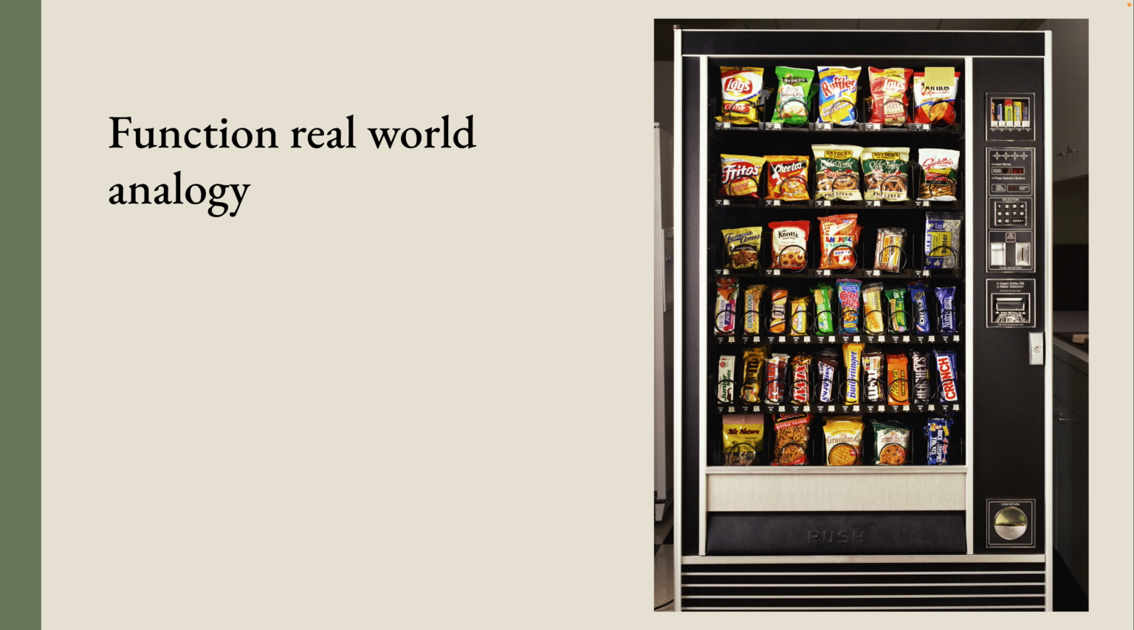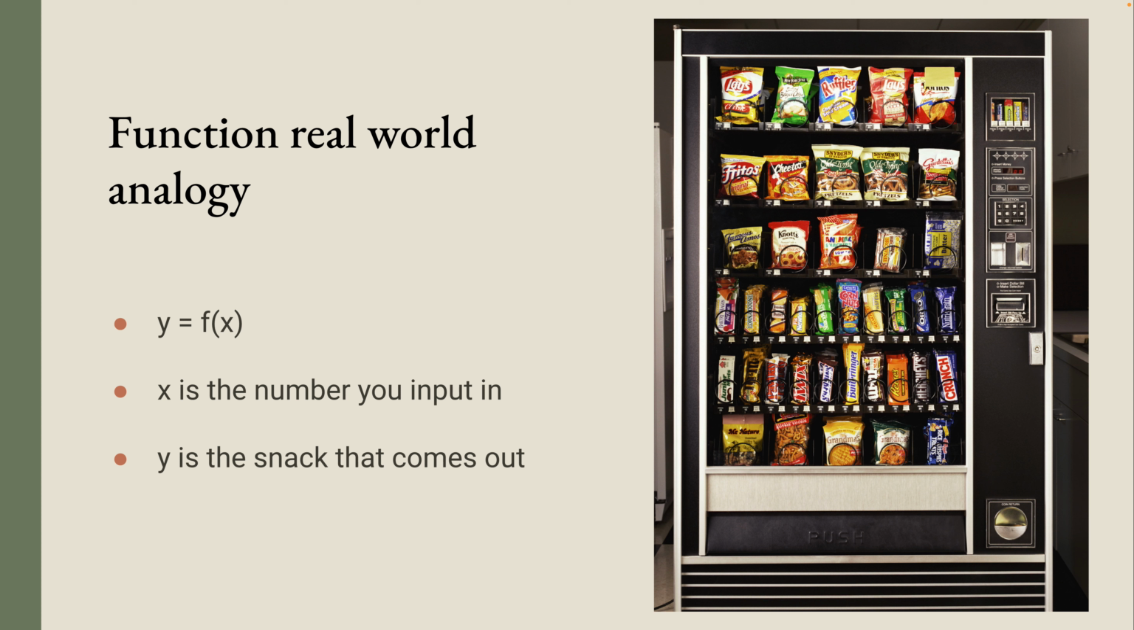Okay. If we wanted to look at a real world analogy, let's say we had a vending machine. And again, if we were to try to put this in terms of y equals f of x, what might our x or our input be in this case? Yeah, we have this selection pad here where we can put in different numbers. And what is our output based on this number that we put in? Whatever the snack is. Yeah, exactly. So y, or our output, is the snack that comes out of the machine.